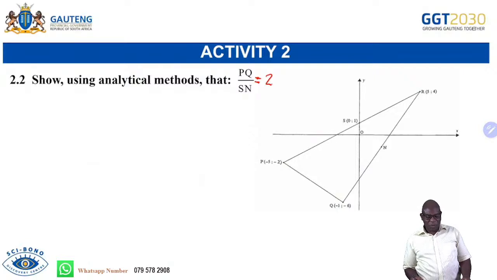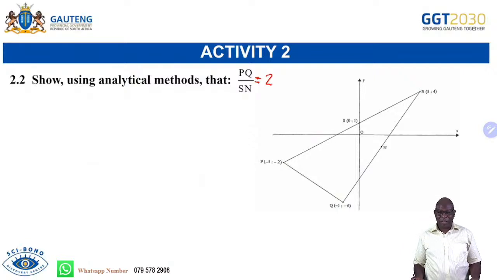These are the questions that we always skip, where we say "show that." Already we are giving you the answer. The answer is PQ over SN is 2. But you need to show it using analytical methods, and that's where we have challenges. Using analytical methods means that we use any of the formulae like the gradient, or we can use the distances, the length of those lines. So in this case, I can see PQ is a line.